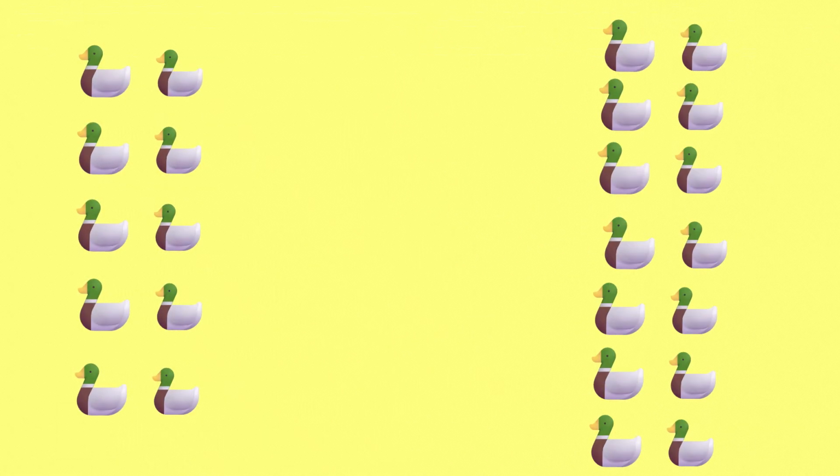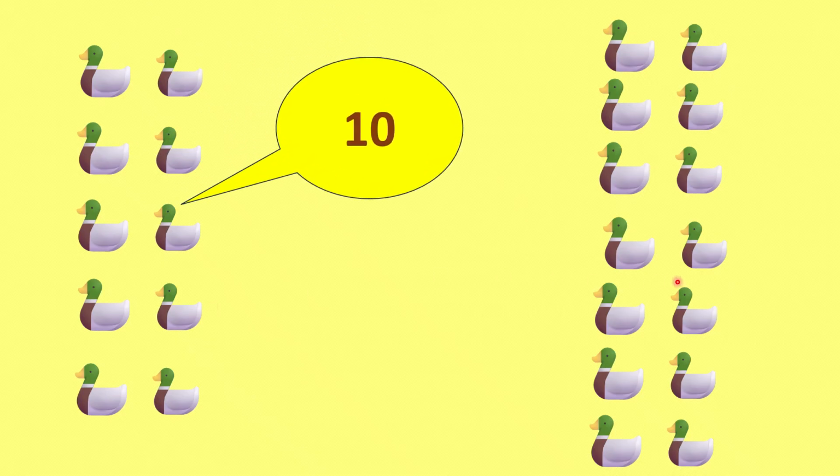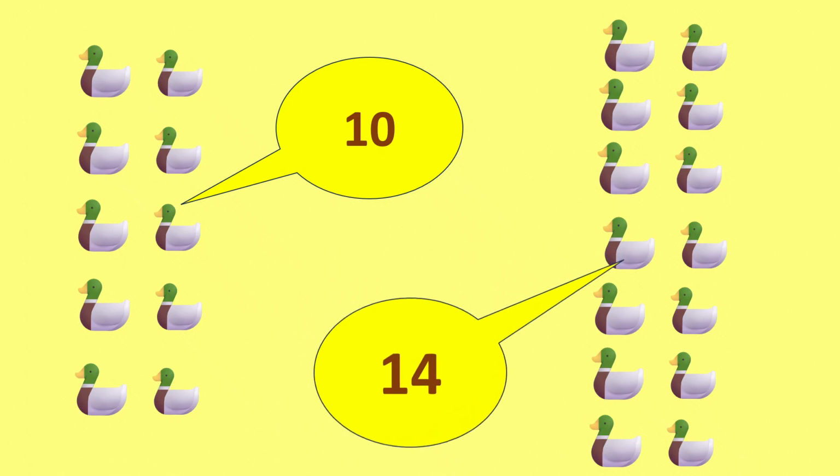Look at the next page. It's again the example of the ducks as we counted. In the first group, how many ducks are here? It's 10, as we counted. In the second group, we already counted how many ducks are here? It's 14. Clear?